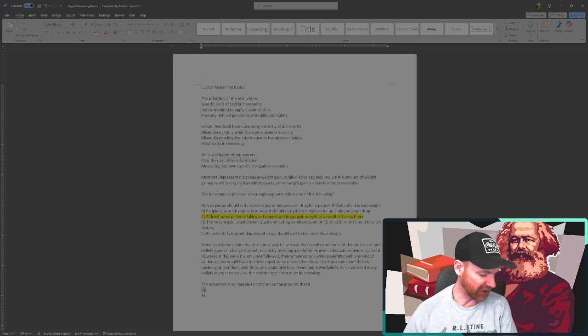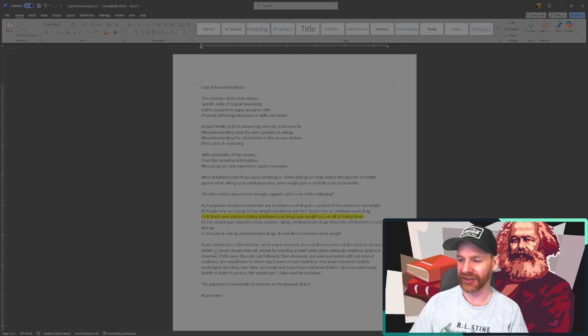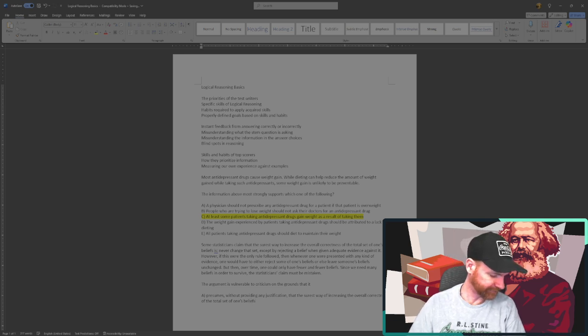All right. Anyway, answer A. The argument is vulnerable to criticism on the ground that it presumes, without providing any justification, that the surest way of increasing the overall correctness of the total set of one's beliefs must not hinder one's ability to survive.